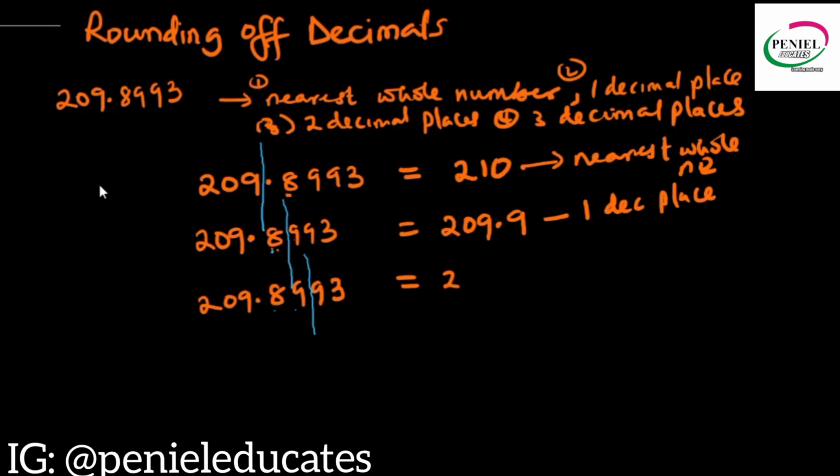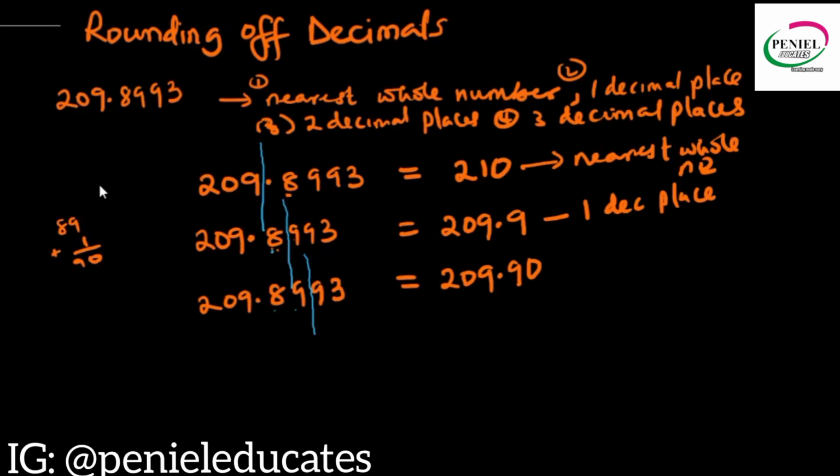So we have 209.90. So don't forget, this is 1. So this is 89 here. If you add this 1 here, just plus 1, it becomes 90.